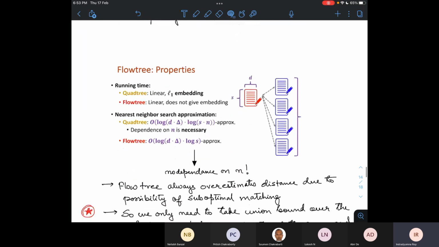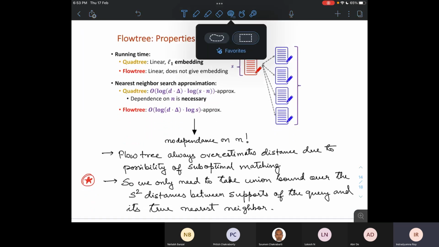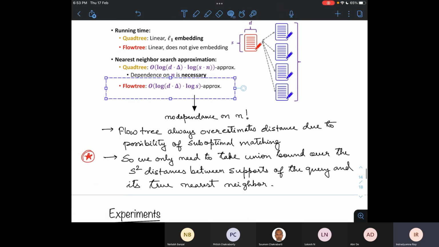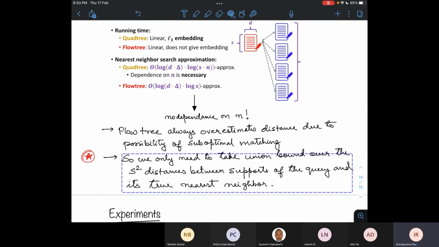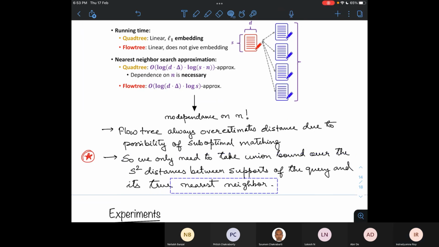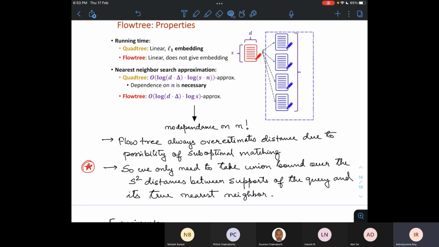So since there is this one-sided error, that sort of means that when we are taking the union bound, we don't have to consider all n times s square items. Instead, we only need to take union bound over the s square distances between the query and the actual true nearest neighbor. So that sort of eliminates this dependence on n. And they show experimentally that flow tree does not suffer when the dataset size increases.